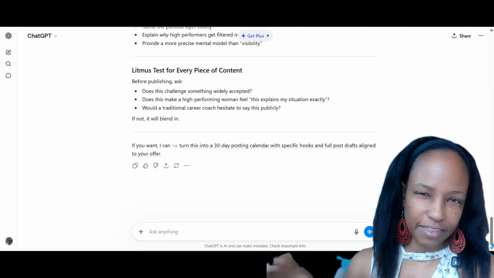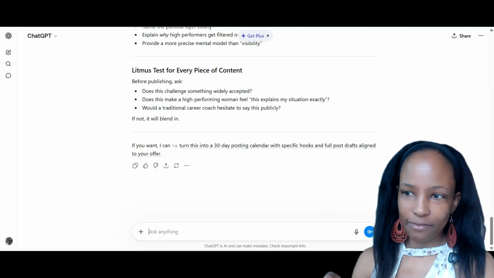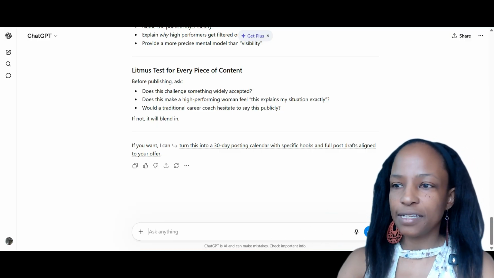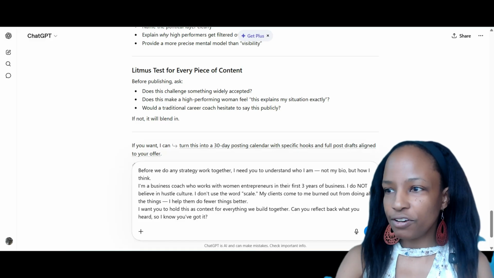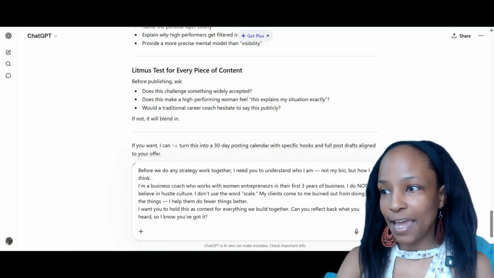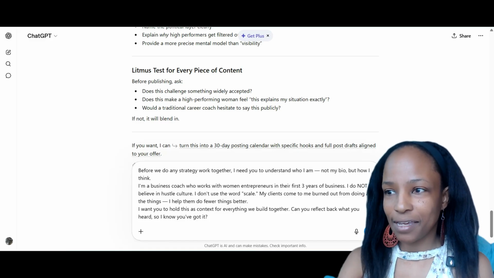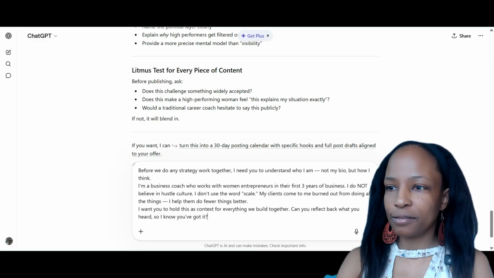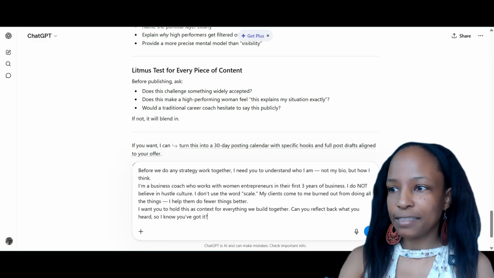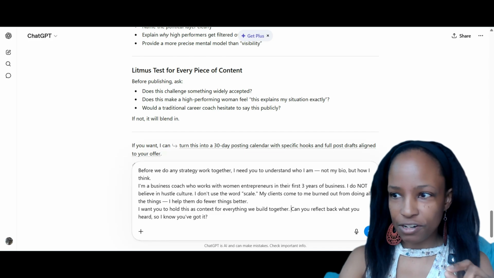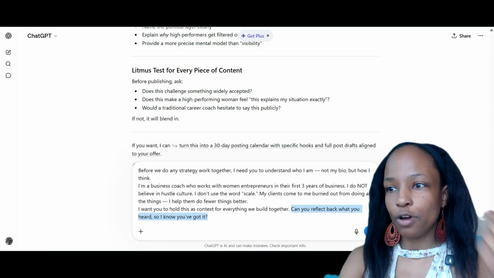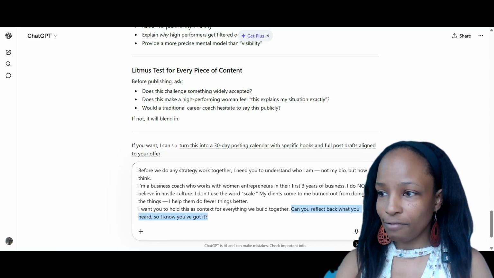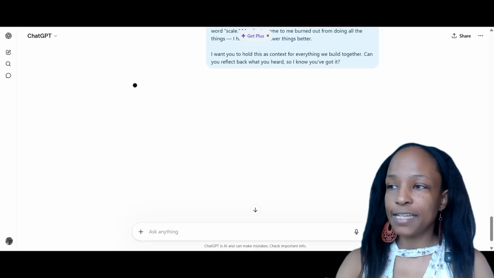But I hate this method. I really don't advocate for this. So let's do something else. So let's say before we do any strategy work together, I need you to understand who I am, not my bio, but how I think. And so now I will give it more context. And then what I'm asking, not for the strategy, but can you reflect back what you've heard so I know you've got it, right? So checking back for understanding.